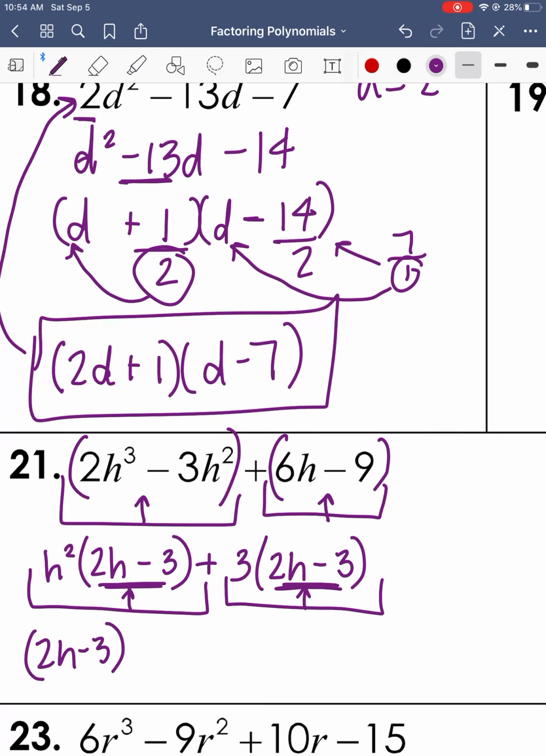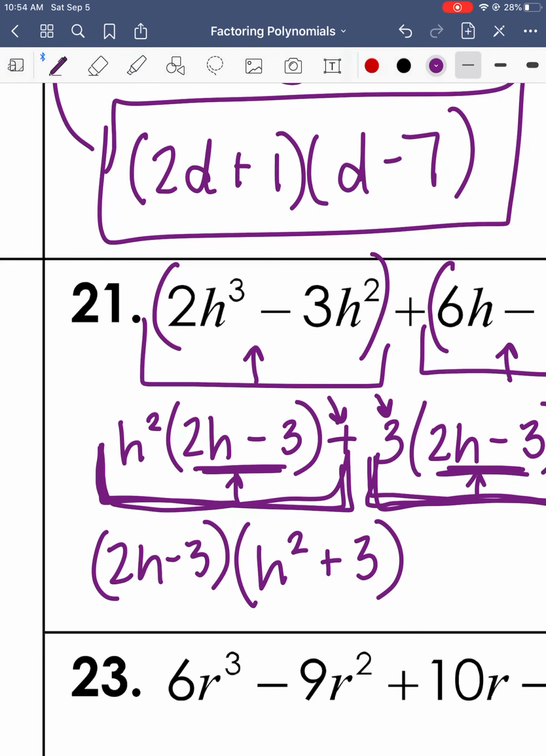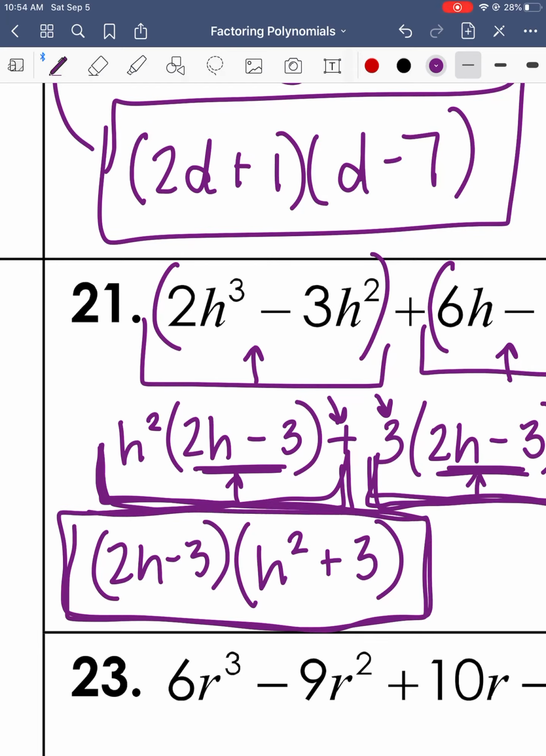Okay, so if we divide it out of this first term here, we're left with h squared, right? And then if we factor this out of the second term, we're left with a 3. It's going to be positive because these are both positive. So h squared plus 3. And that is actually your final answer here. This is a factored form of what we started with.